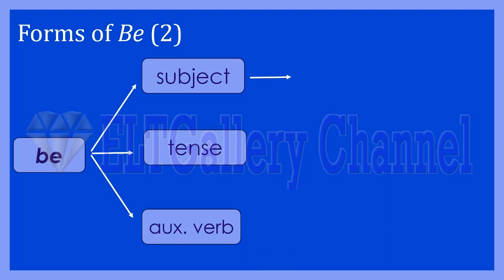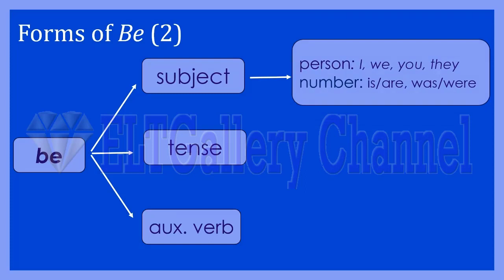Here for subject, if we have person I, we, you, they, I is with am, we is with are, you are, they are. Or if you have singular third person, you have is: he is, John is, she is. And then the subject number should also be considered. If it is singular, it's either is or are. If it is plural, you have are.